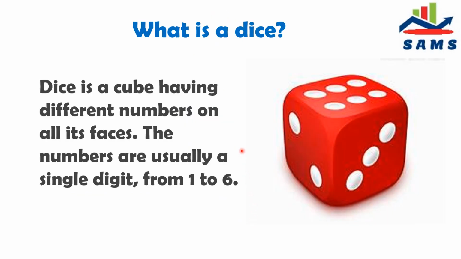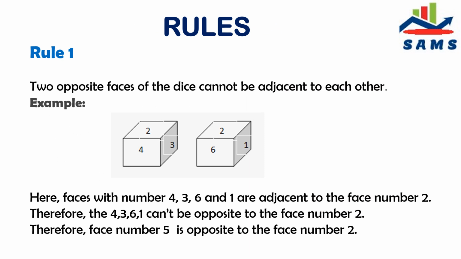So let us first understand what is a dice. A dice is a cube which has different numbers on all of its faces. We all have played with dice at some stage of our lives. Who has not played Ludo, isn't it? So we all have used dice and we know that there are 6 numbers on the dice, one on each face: 1, 2, 3, 4, 5 and 6. So these are all single digit numbers.